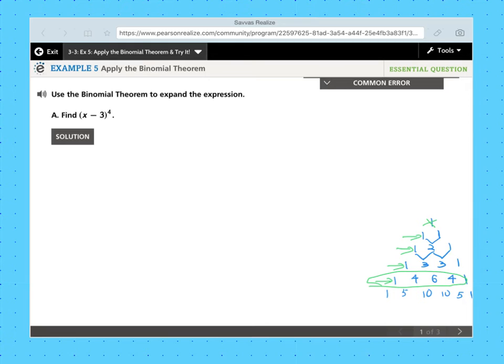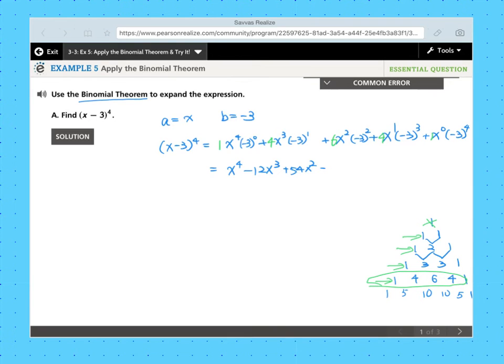So if I simplify this one, it would be x raised to the 4th. This would be negative 12x cubed. This is 54x squared, and that's 12, that's a 27. That would be negative 108x plus 81. That's my final answer.